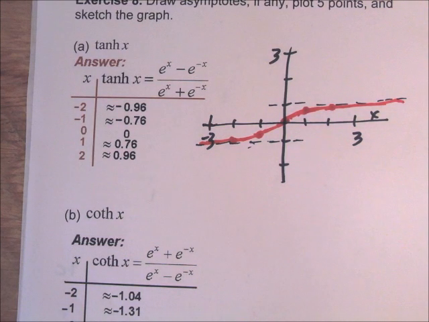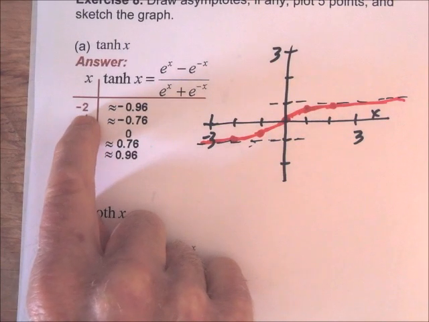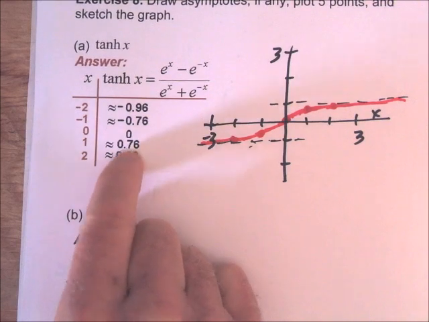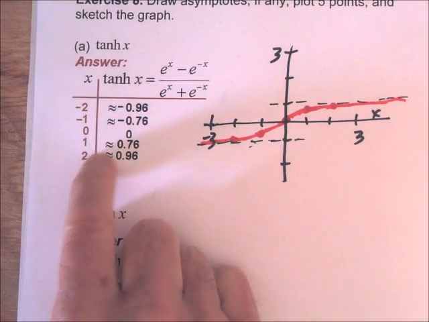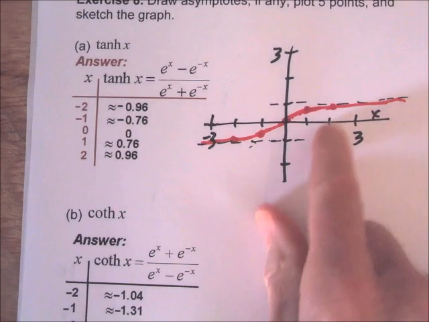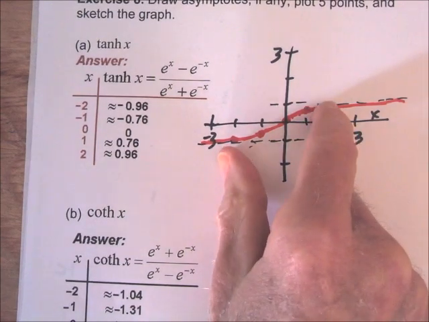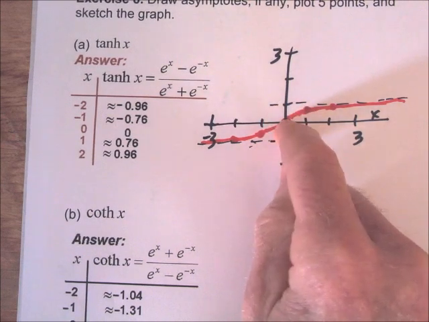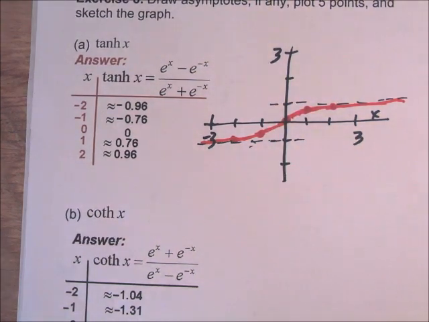And we said this was an odd function, and you notice that the tanh of -2 is the opposite sign from tanh of 2, tanh of -1 is the opposite sign from the tanh of 1, and so forth. And the way that shows up in the graph is with the symmetry. If you rotate this 180 degrees about the origin, you get back the same shape in the same position.